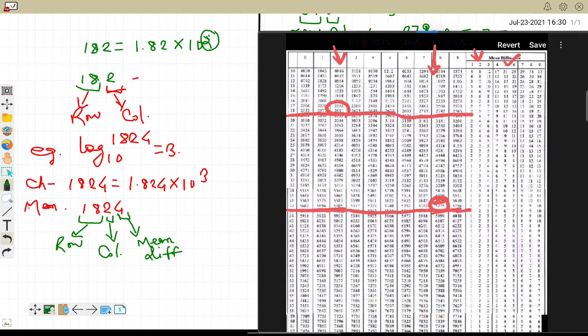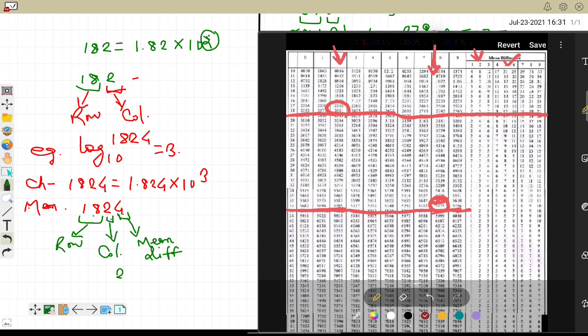I think this one is our 18th row. Okay, 18th row. Next, second column, which means 18th row, second column, fourth mean difference. So in the 18th row and second column, what is the value? 18th row and second column, 2601.